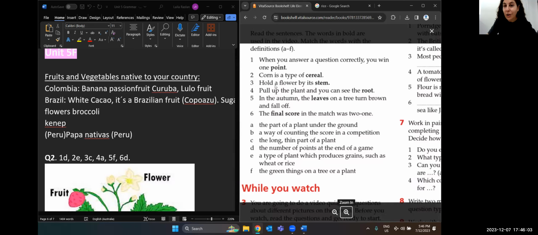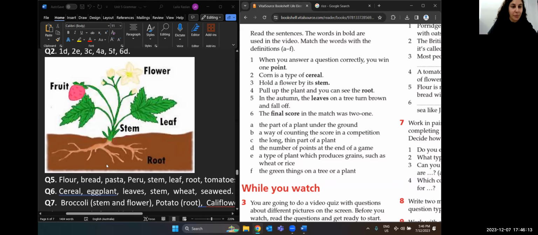Sorry, did I miss 3? Hold a flower by its stem. Stem? Yep, the long, thin part of a plant.